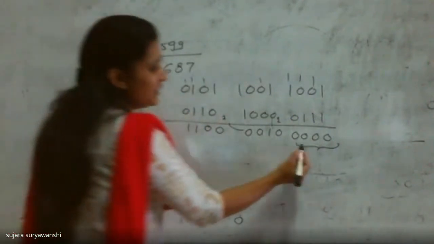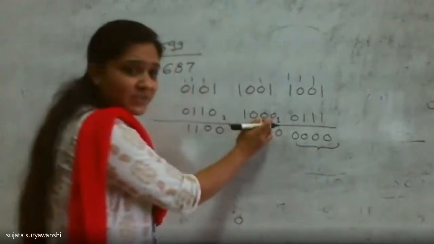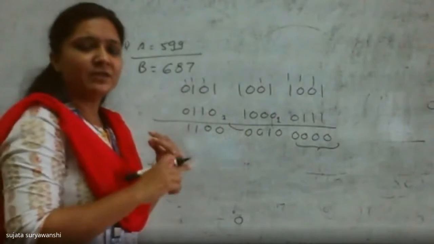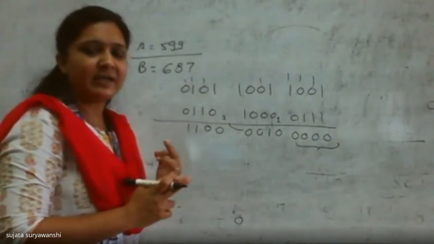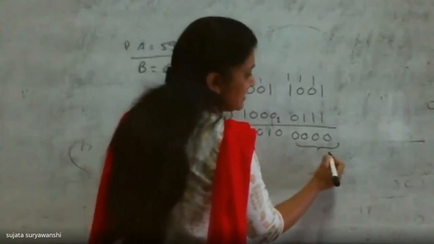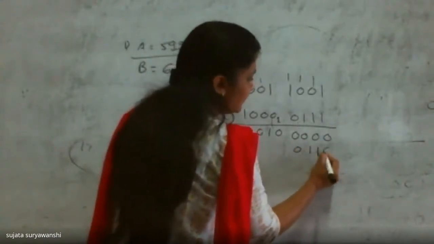Now, for this first nibble, a carry is generated, which means it comes under your third case. If your sum is less than 9 and carry is equal to 1, then you have to add 6 here. Okay, so I need to add 6 here.